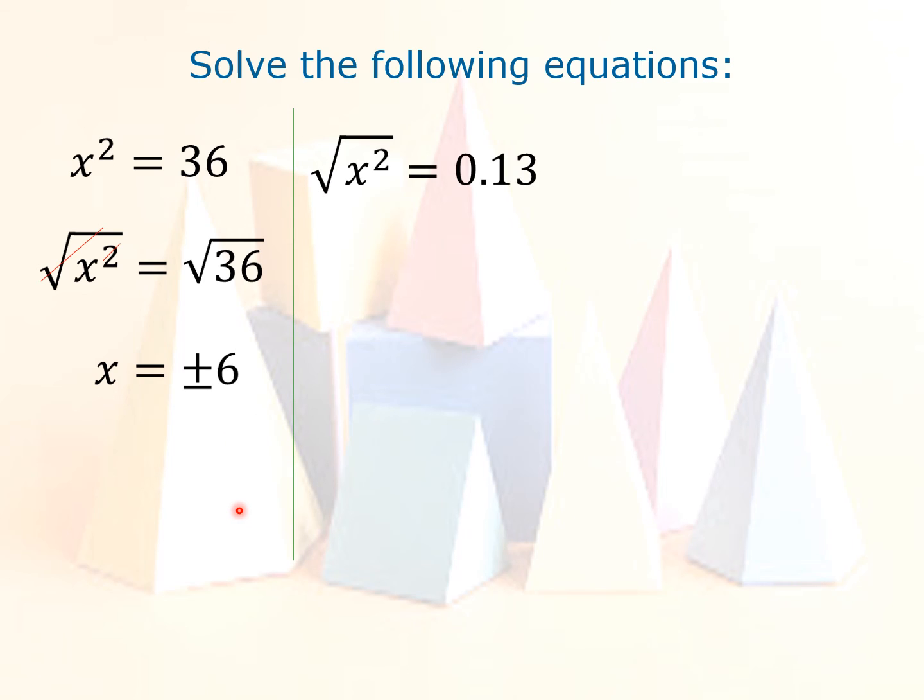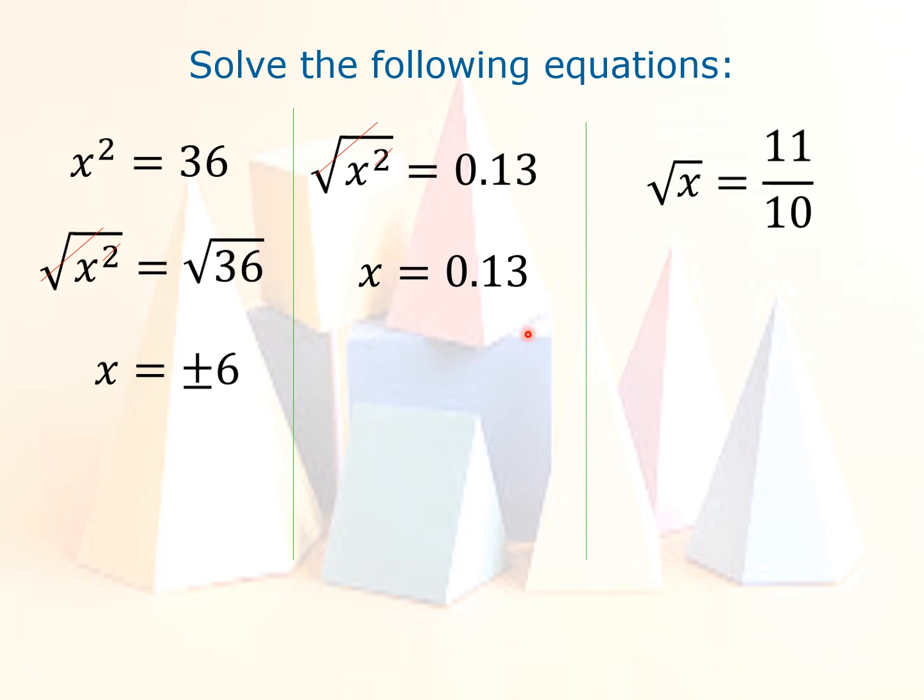Now let us have another one. The square root of x squared. Here, don't touch your right side. All you need to do is cancel the square root and the power of 2. And x is equal to 0.13.